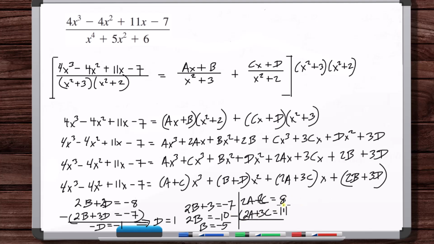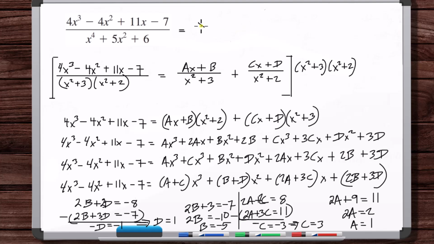Subtract these two equations. 2c minus 3c is minus c. 8 minus 11 is minus 3. C is equal to 3. Okay, now 2a plus 3 times c is equal to 11. 2a is equal to 2. A is equal to 1. And there we go.